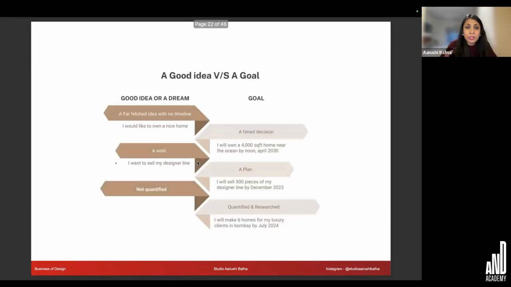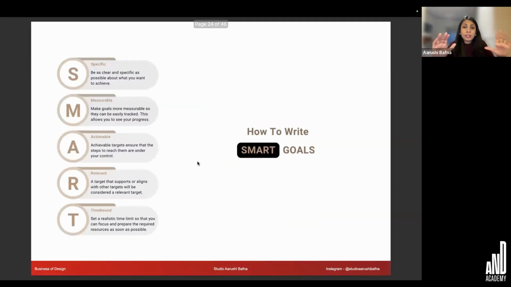For example, your dream could be I would like to own a nice home, or I want to sell a designer line, and so on and so forth. But a goal, on the other hand, would be I will own a 4,000 square feet home near the ocean by noon April 2030, or I will sell 500 pieces of designer line clothes by December 2030. How do we write a SMART goal? What is a SMART goal? SMART. You have to be very, very specific. It has to be very, very measurable. It has to be very, very actionable. It has to be very, very relevant, and it has to be time bound.